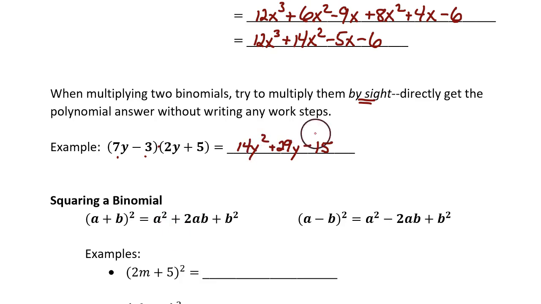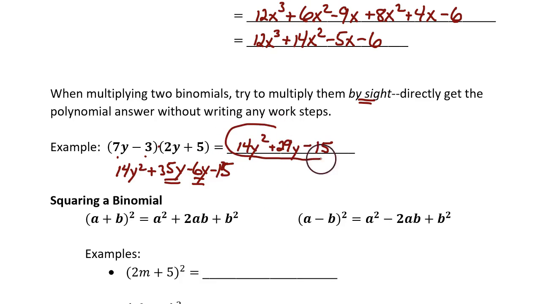Being able to directly get the answer will save you a lot of time instead of having to write all the work steps down like this. 7y times 2y is 14y squared. 7y times 5 is positive 35y. Negative 3 times 2y is negative 6y. And negative 3 times 5 is negative 15. Then combine those together. It is much faster to go directly to the answer as long as you can do that intermediate work step in your head.